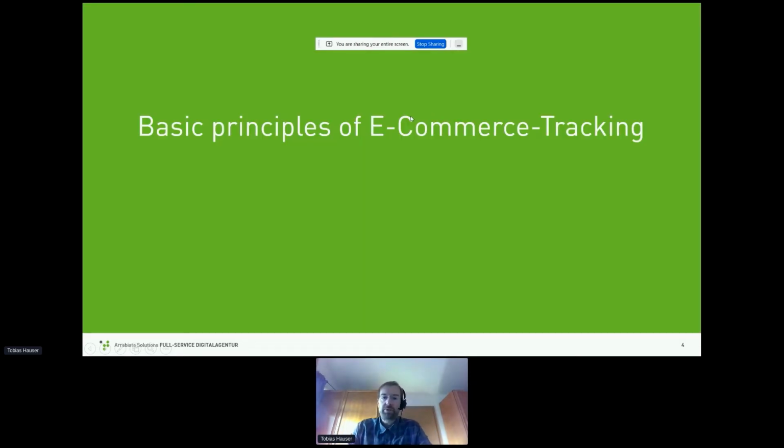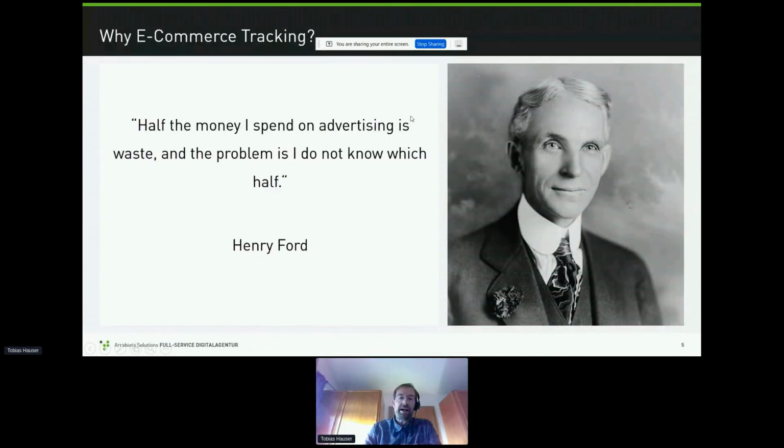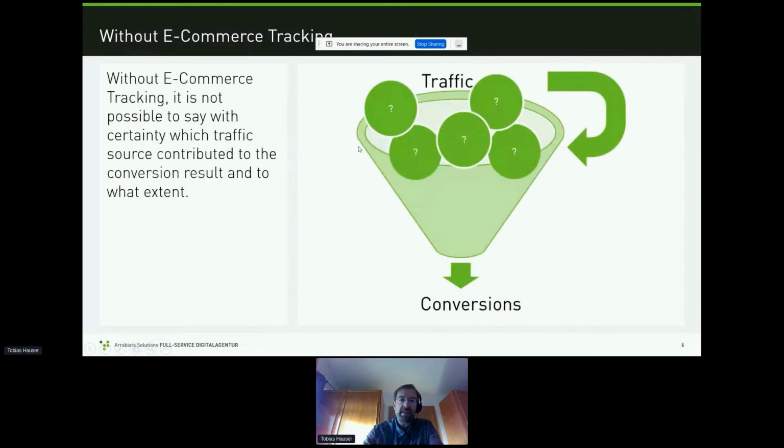Let's start with the basic principles of e-commerce tracking. I have to start with a citation of Henry Ford, well loved in the business area: Half the money I spend on advertising is waste, and the problem is I do not know which half. And my message is that with e-commerce tracking, we can change that, and the world changes, so we can measure better and better how we invest money. And that's the main goal, in my opinion, of e-commerce tracking.